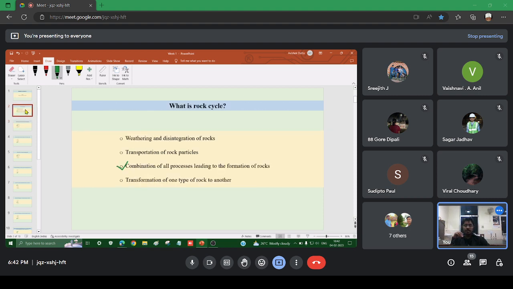Just write the question and the options. You can also take a screenshot if you want.